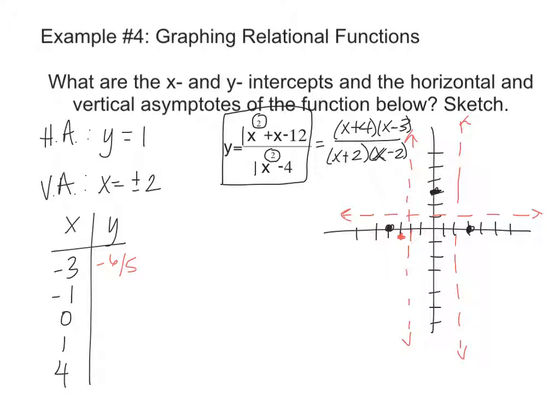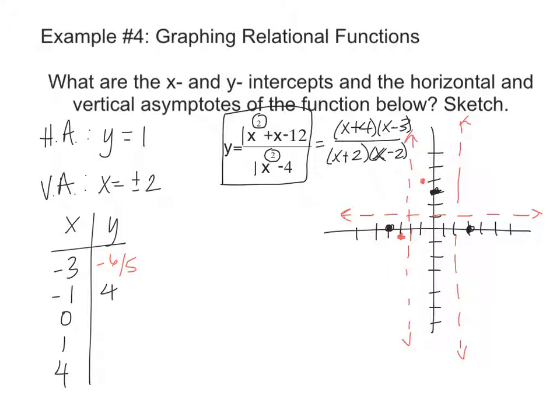Okay, and then the next one, -1. If I substitute in -1, -1 plus 4 is 3. -1 minus 3 is -4. Over -1 plus 2 is 1, and -1 minus 2 is -3. So that's going to give us -12 over -3, which we know is 4. So -1, 4 is the point there. So -1, then up 1, 2, 3, 4 is about here. Let's keep going.